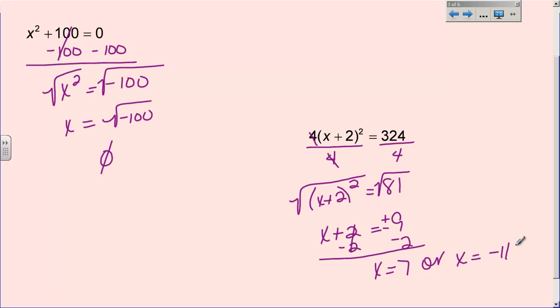This is why it's very important you not forget that plus or minus because it will affect your answer, especially in problems like this. But this problem, I promise you, is 10 times easier to solve if you will solve using the square root method than trying to do any of the others.